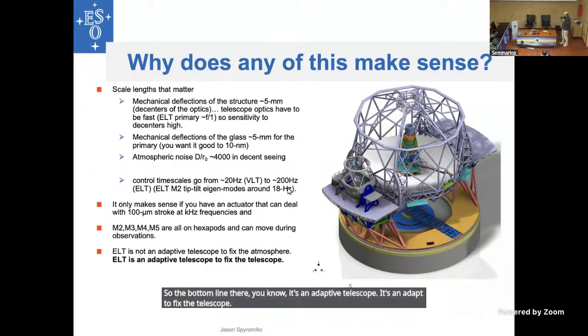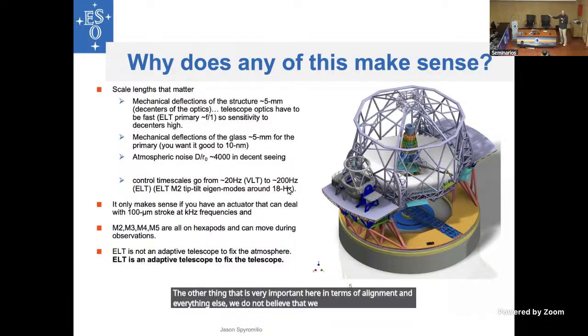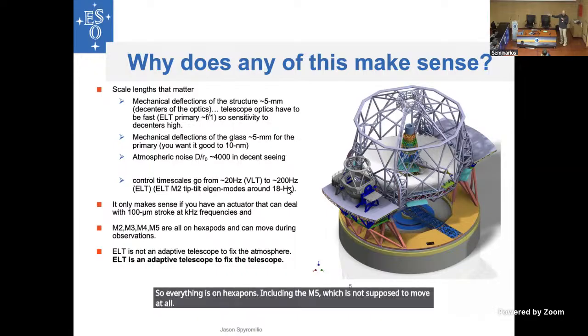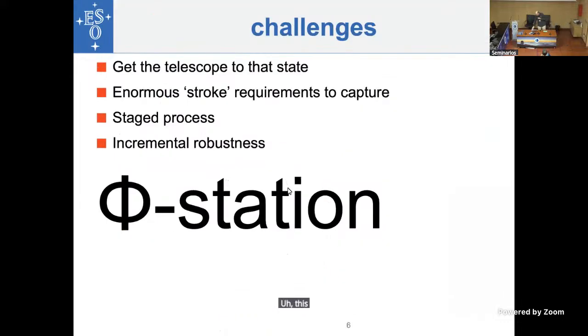The other thing that is very important in terms of alignment and everything else: we do not believe that we can achieve static alignment. So everything is on hexapods, including the M5, which is not supposed to move at all. It's actually on a huge hexapod and can move around. So this is a preamble.